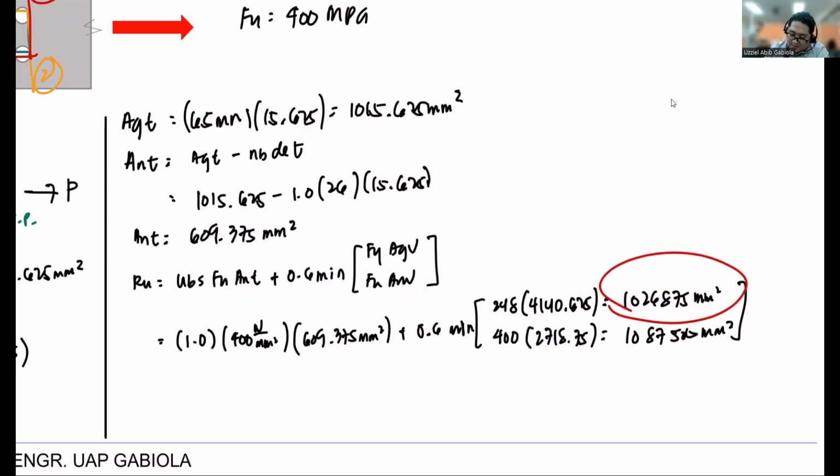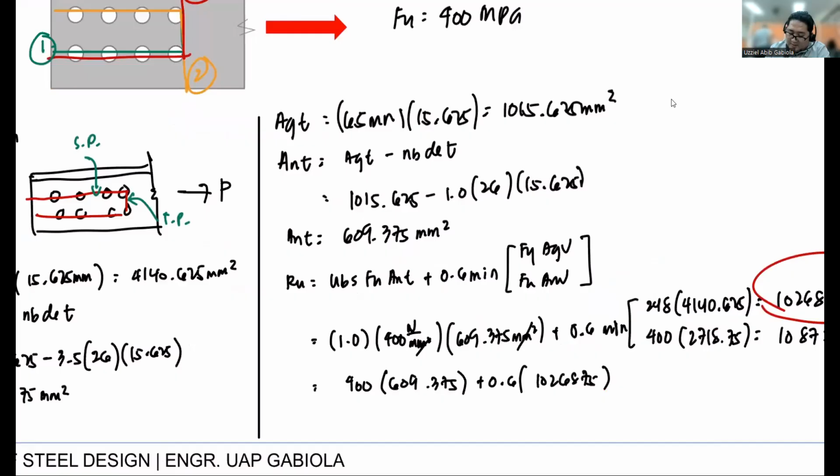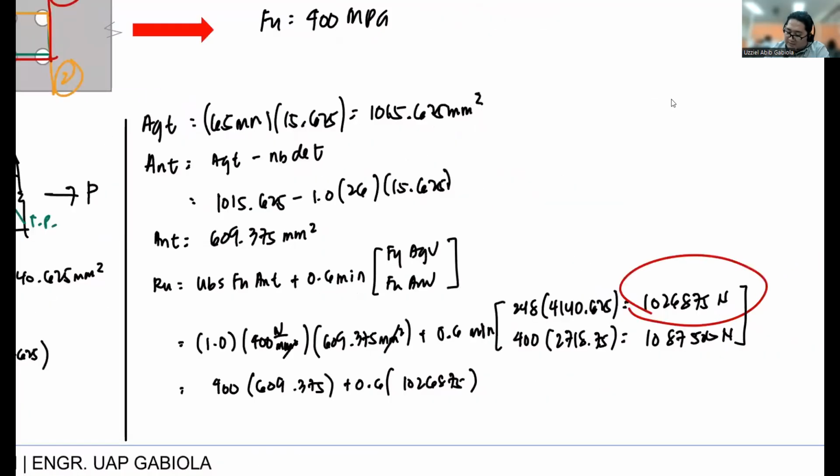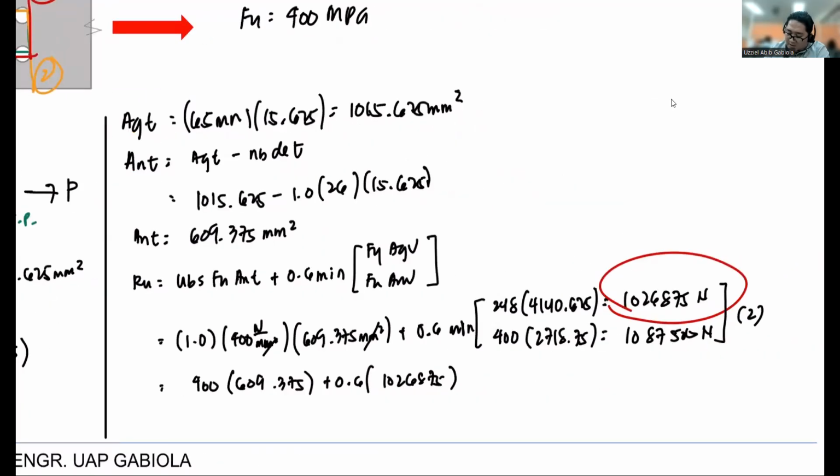So our formula here, the mm squared cancels. This should be in Newton. So what remains is Newton. So 400 times 609.375 plus 0.6 times 1,026,875. And then what will we do? Since our shear planes here are two, the last term needs to be multiplied by 2.